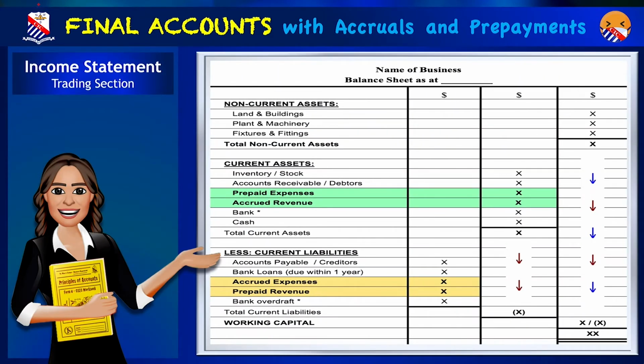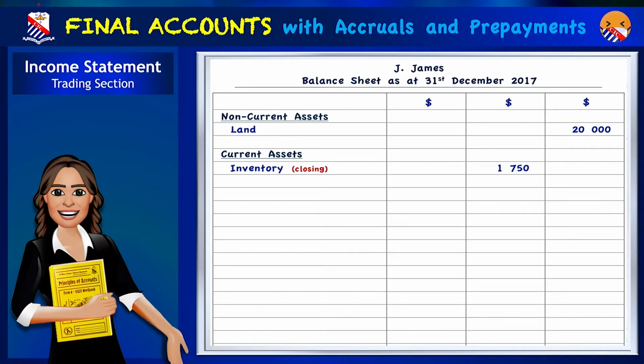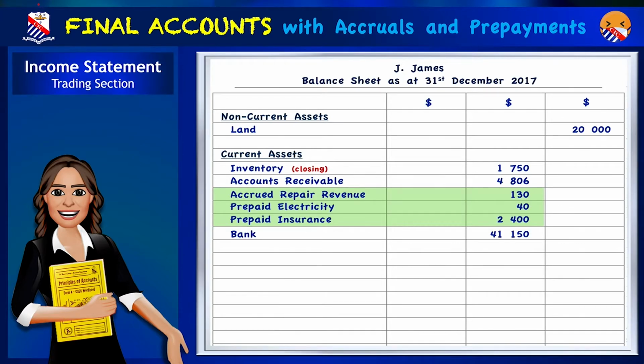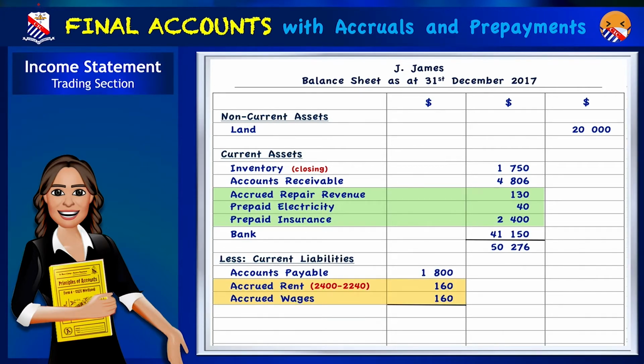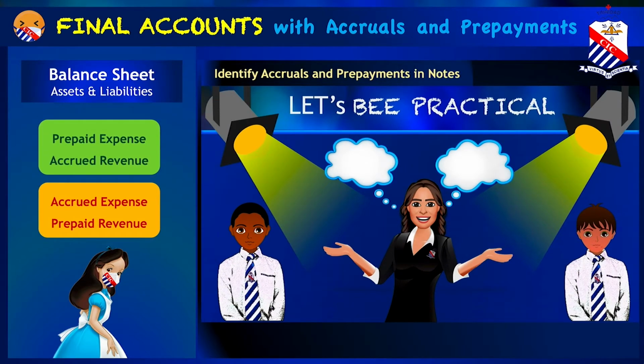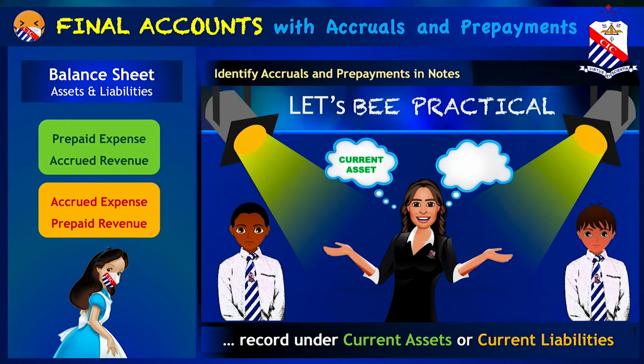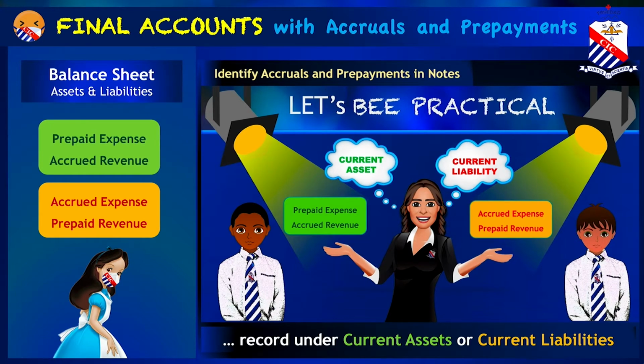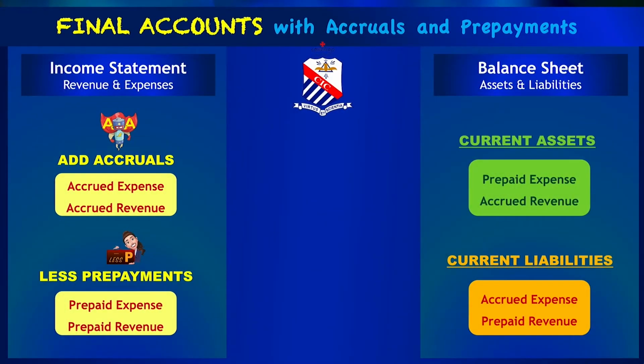In the balance sheet, we start with the non-current assets and then proceed to the current assets and current liabilities, which is where we record our accruals and prepayments when they are identified in the notes or additional information. Prepaid expenses and accrued revenue are recorded under current assets, while accrued expenses and prepaid or unearned revenue are current liabilities. So in summary, this is what is required for final accounts with accruals and prepayments.